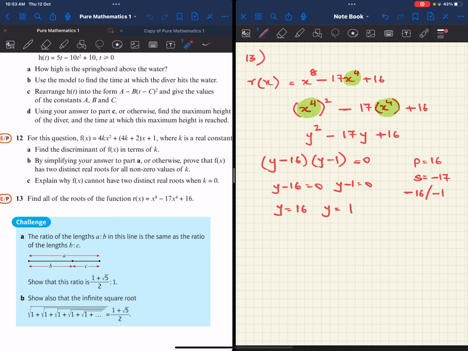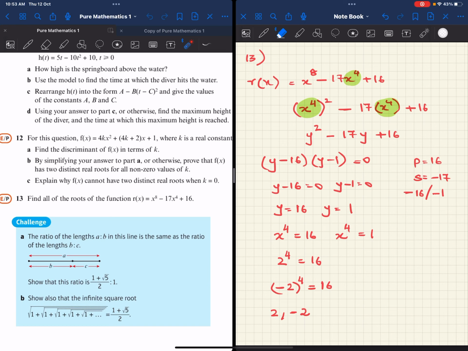But originally I had no y. So I will go and resubstitute what was the first value where I substituted y. So this was x to the power of 4. So resubstituting, I have x to the power of 4 is equal to 16 and x to the power of 4 is equal to 1. Now what number to the power of 4 can give me 16? 2 to the power of 4 is equal to 16. But negative 2 also, a negative number to any even power also gives me a positive value. So my values can be 2 and negative 2 for this one.